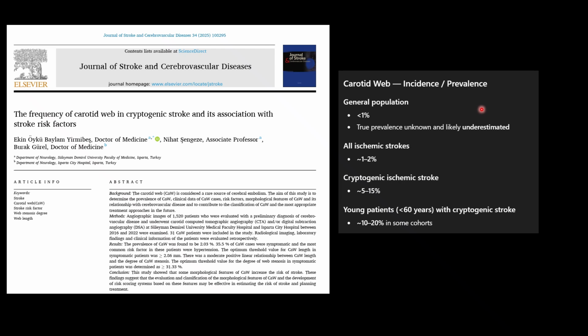the general population. And in cryptogenic ischemic strokes, it constitutes nearly 10 to 15% of the strokes. We need to understand that in ischemic stroke, even despite the best evaluation, nearly 30% of the cases can turn out to be without an identified cause, and this constitutes 15% of the cryptogenic ischemic stroke. And in young patients who have cryptogenic stroke, it has a higher prevalence of around 20%.